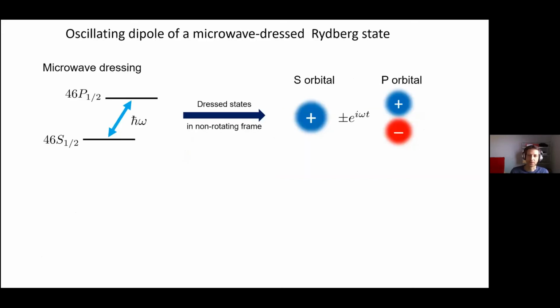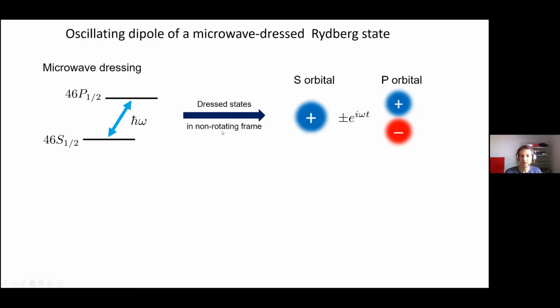So how does it work if you have these Rydberg levels and you couple them with a microwave field? Then an s orbital and a p orbital, of course, have a different type of symmetry. And now if you drive a transition between the two of them, you couple these two levels and you can go into a rotating frame of the coupled system. And in a rotating frame, you will have just s plus p or s minus p or something like that.